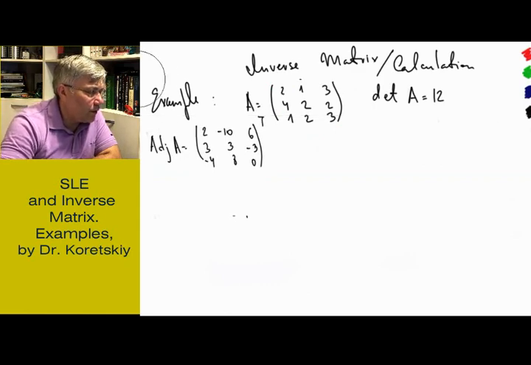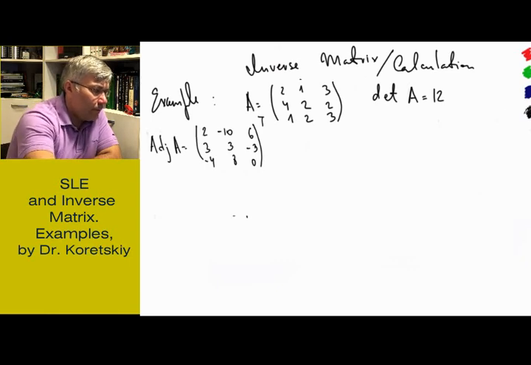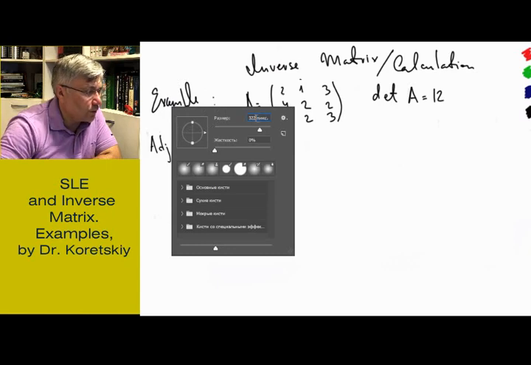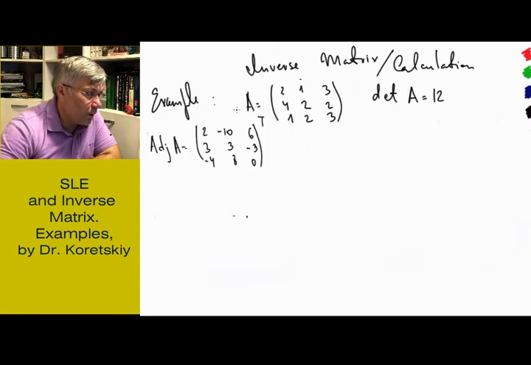If you remember the transposition of matrices, you have to exchange the rows, these columns. So the first column of the transpose matrix consists of the columns of this internal part. So it is 2 minus 10, 6. Then we have 3, 3 minus 3 here, and minus 4, 8, 0.